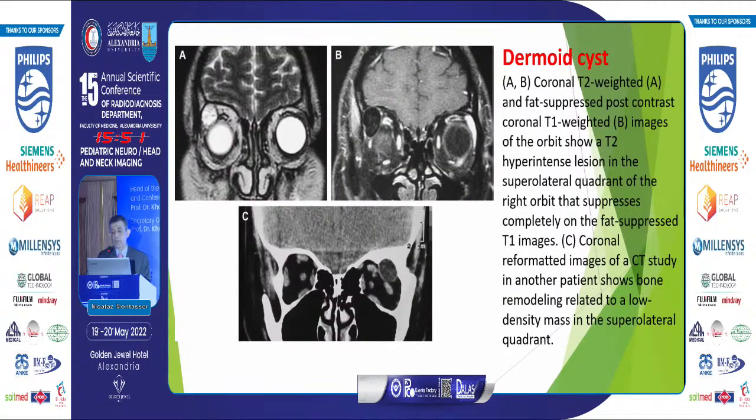This is an example of a superficial dermoid occurring along the frontozygomatic suture. On T2, it appears as bright signal. On fat-suppressed T1, the signal of the lesion is dropped. And on CT, you can see the remodeling of the adjacent bone without frank bone destruction, and the density of the lesion is fluid density.